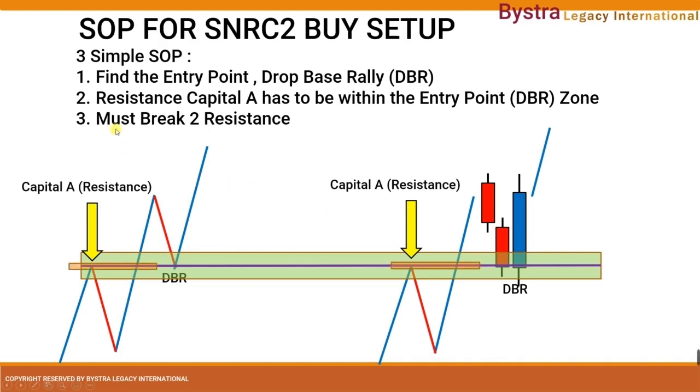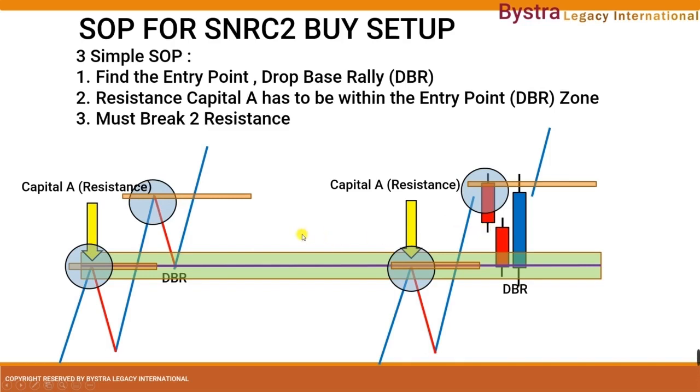Second thing, how do we identify that it must break the 2 resistances? The first resistance we're looking at is the capital A. This capital A here was broken. You can see this line chart here broke the previous capital A, or the previous resistance. The next is this top here. It must break the second resistance. So break the first resistance, break the second resistance. Same goes here. This is how it looks in the candlestick, something very similar. Do you get it, guys? Don't get confused. This is a very simple SOP.